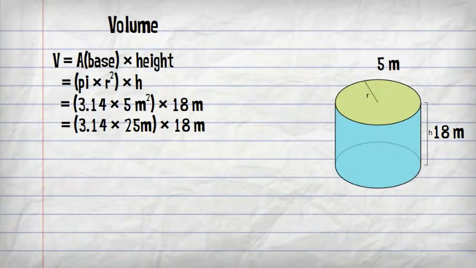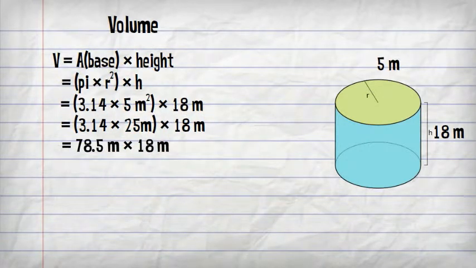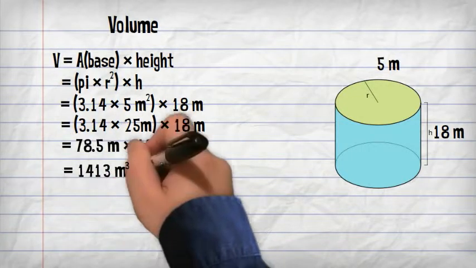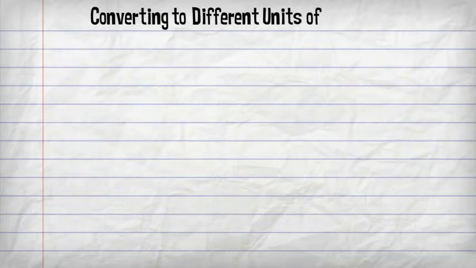5 to the power of 2 is the same as 5 times 5, which equals 25 meters. 3.14 times 25 meters is 78.5 meters. Now we can multiply by the height. 78.5 meters times 18 meters equals 1,413 meters cubed.